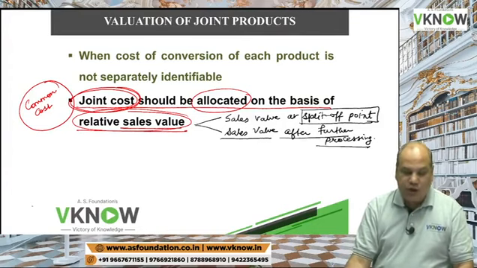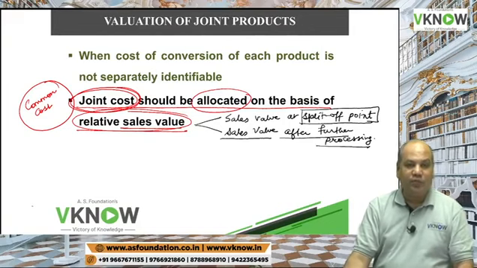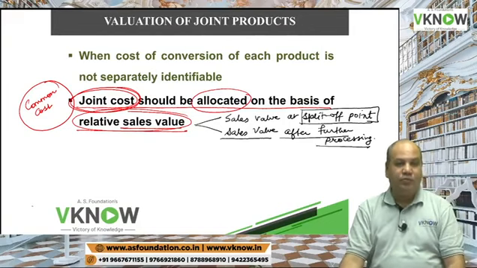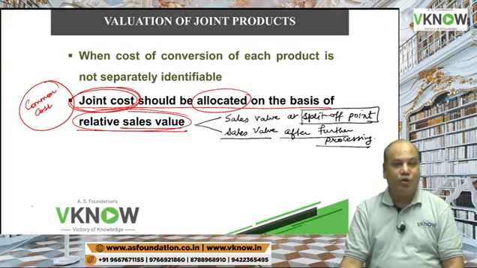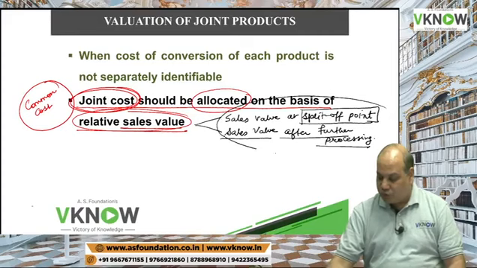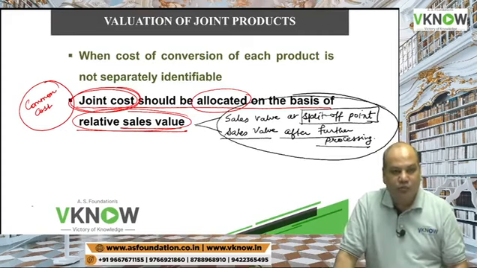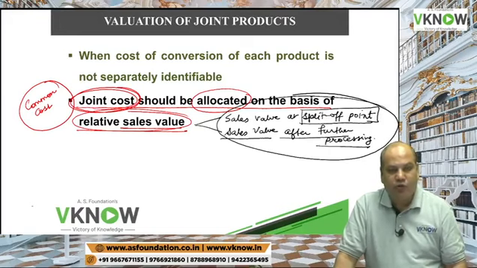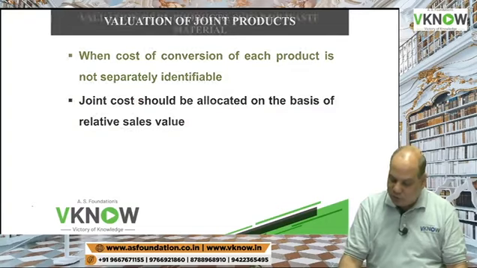This you will study in one chapter called joint product and byproduct in cost accounting. More detailing will be done in cost accounting subject. But today we'll take one or two basic questions for understanding how the joint cost is split. Are you ready for solving one question?